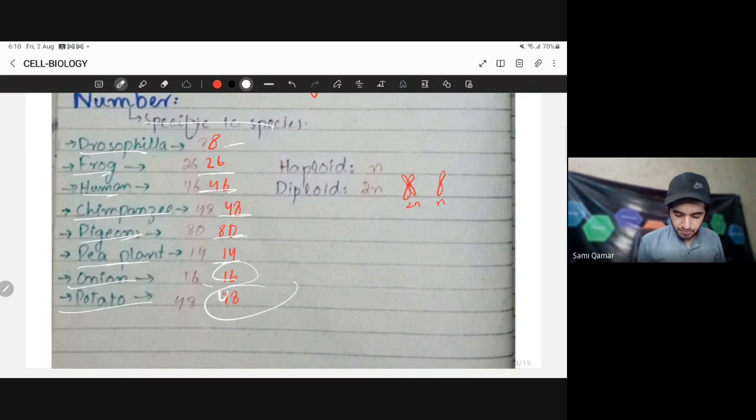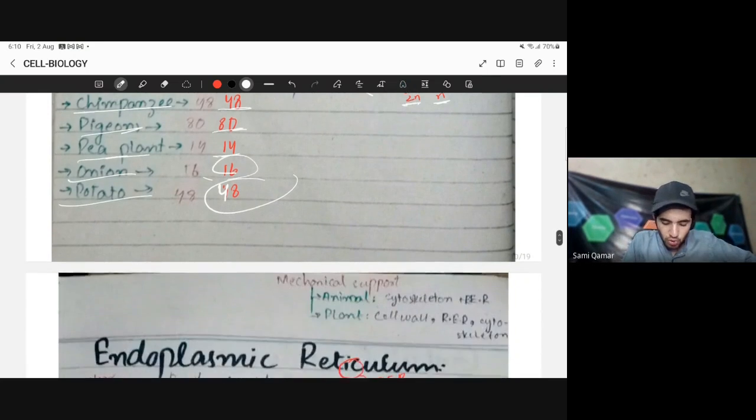If 2 strands of chromosome are present, that will be diploid, 2n. And if only 1 strand remains, which happens in meiosis, we call it haploid, n number. I hope you guys know these things. We will talk about these things in genetics and more in cell division, so don't worry.